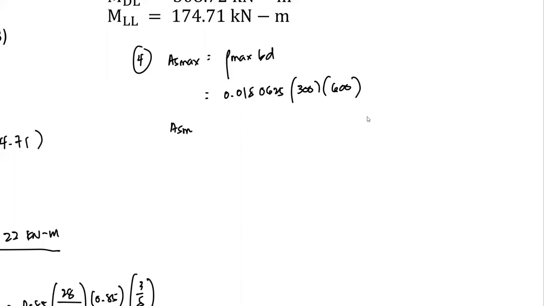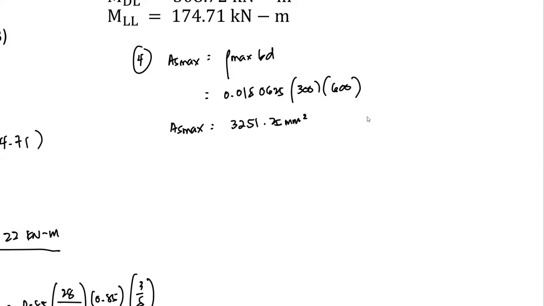AS max times 300 times 600, that is 3251.25 mm squared. Okay. So after getting that value, we need to calculate the value of A para makuha natin yung moment na capacity niya.